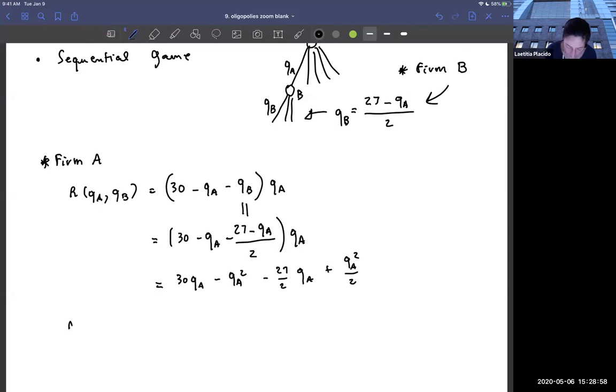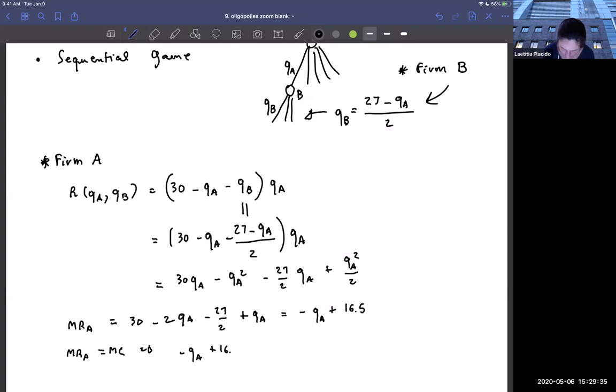Now let's calculate the marginal revenue for A. That's 30 minus 2 QA minus 27 over 2 plus QA. If you compute this, you end up with minus QA plus 16.5. Marginal revenue equals marginal cost implies minus QA plus 16.5 equals 3. And so QA for the Stackelberg leader is going to be 13.5.